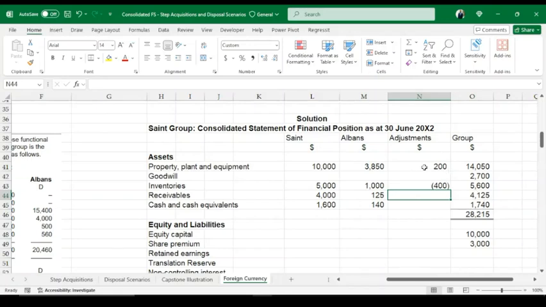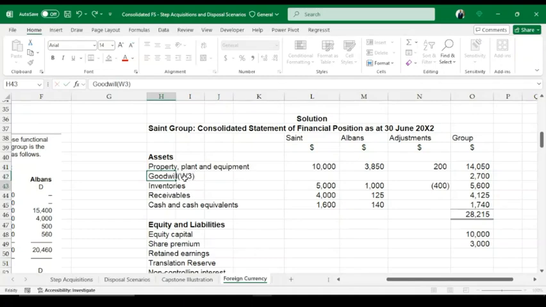Okay, so that is it. I think that is it. So quickly I can come here and put here W3. Okay. So that is it for the assets.